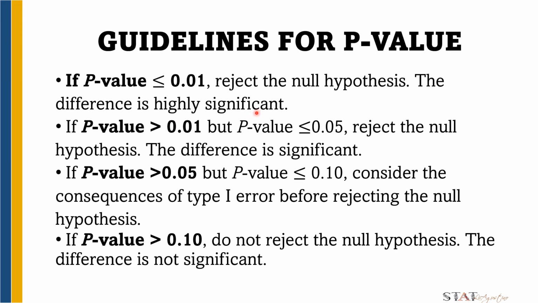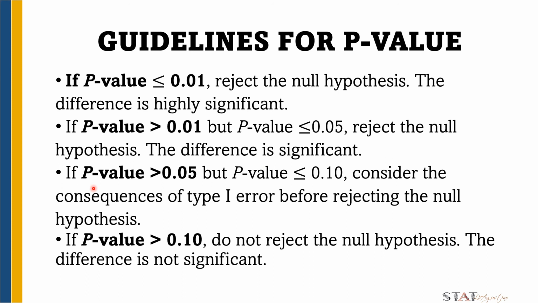As you can observe in some researches, they say significant and then highly significant. It is a matter of the level of significance you put, which could be 0.05 or 0.01. And 0.01 is more sensitive. That's why if there is a significant difference, they call it highly significant. If your p-value is greater than 0.01 but less than or equal to 0.05, then reject the null hypothesis, and the interpretation is that the difference is significant.